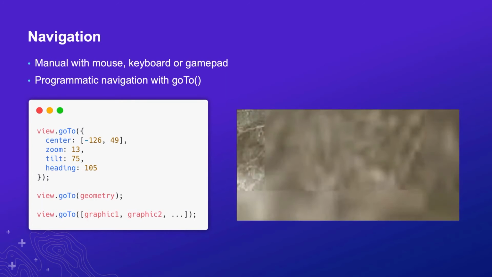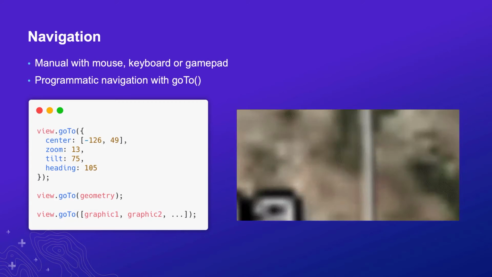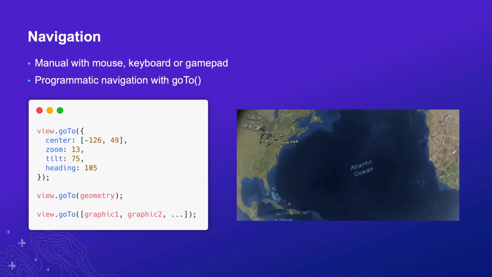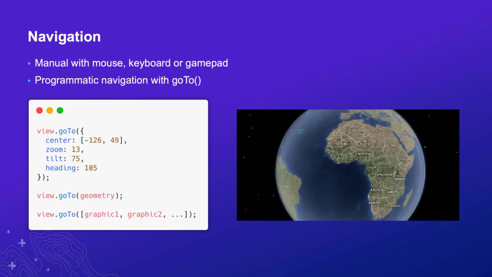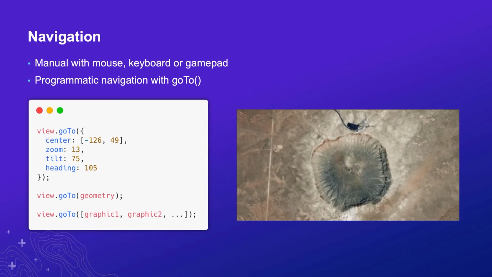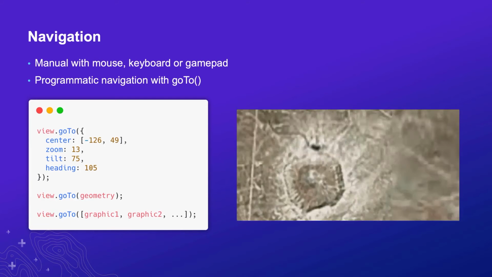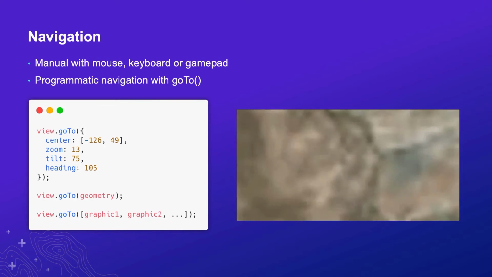As for the navigation, in a scene view, you can navigate manually with the mouse, with the keyboard or the gamepad, or you can also program navigation programmatically with GoTo. This GoTo method is a bit of a magic method because it can take a lot of things. So you can pass in a camera, you can pass in different parameters like you see in the code snippet in the first example.